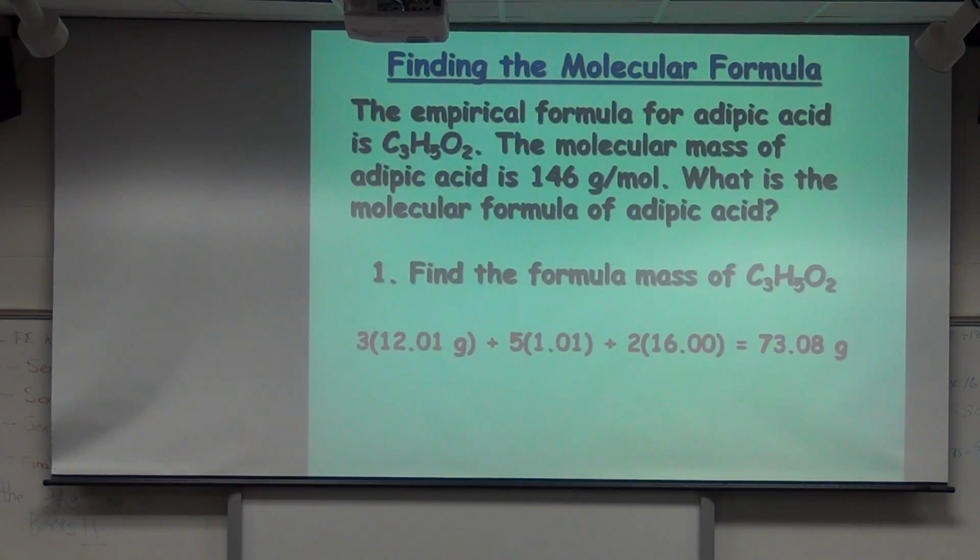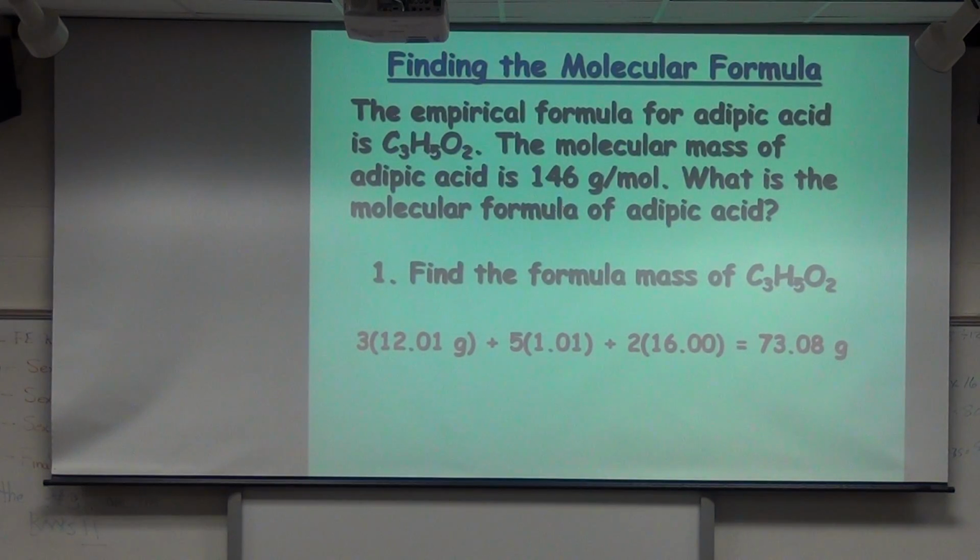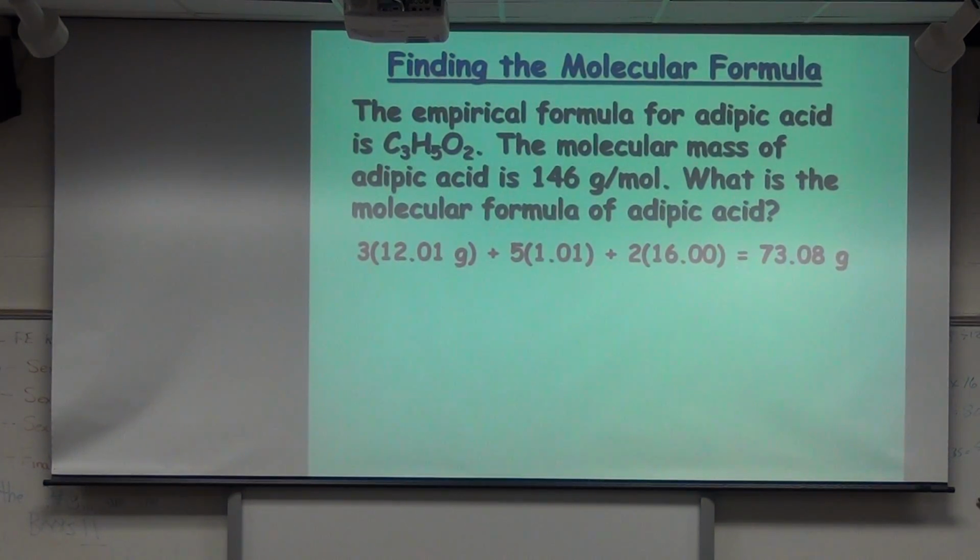So at this point, you might just be blindly following my lead and writing down whatever's on the screen, or you might also be processing what's going on. But if you're looking at the empirical mass and see that it's 73 grams, and the actual mass is 146 grams, you should see that it's half of our molecular mass, which might make you think that the actual formula is going to be twice as big or double what our empirical formula is, because our actual mass is twice as big as our empirical mass. And that's exactly what we're going to find out.